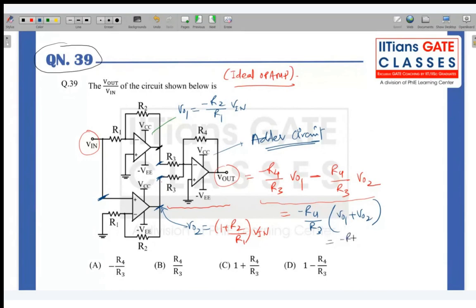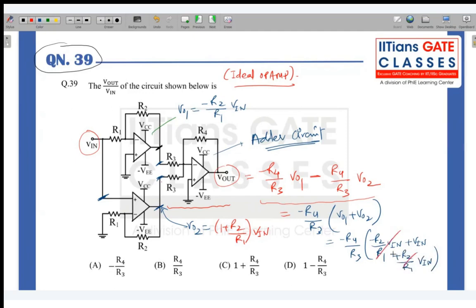Okay. V naught 1 is what? That is minus R2 by R1 times V in. Okay. And then you can put V naught 2 as well. Right. So V naught 2 will be what? V in. Okay. And then there will be one more term, R2 by R1 times V in. So this is plus R2 by R1 times V in. Okay, right. So you see these two terms are getting cancelled, right?